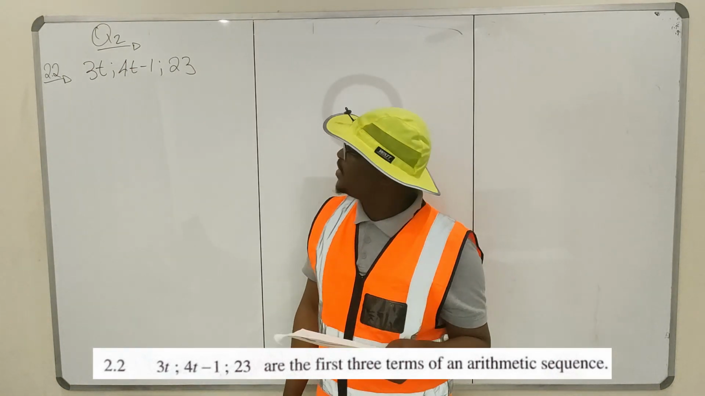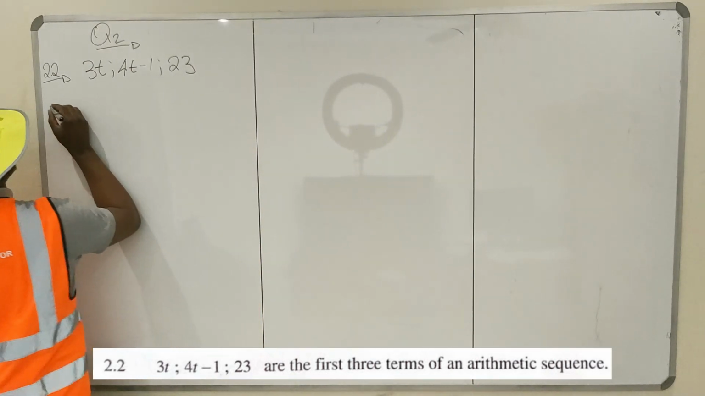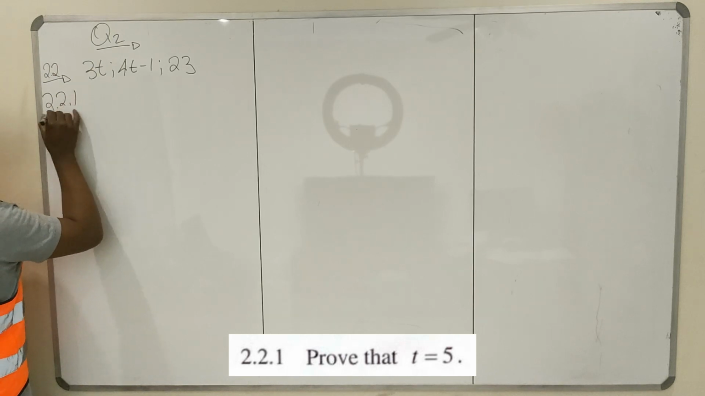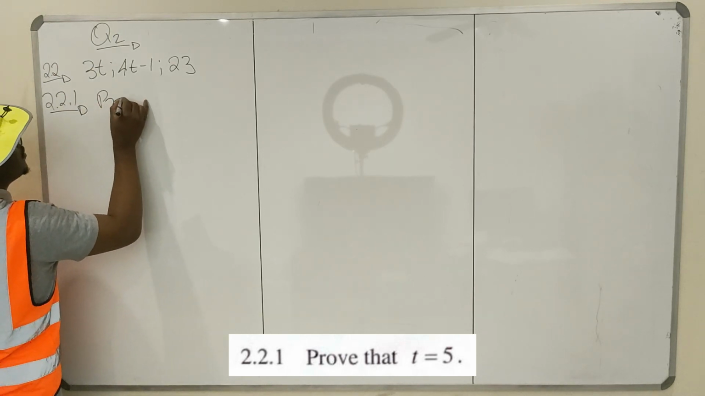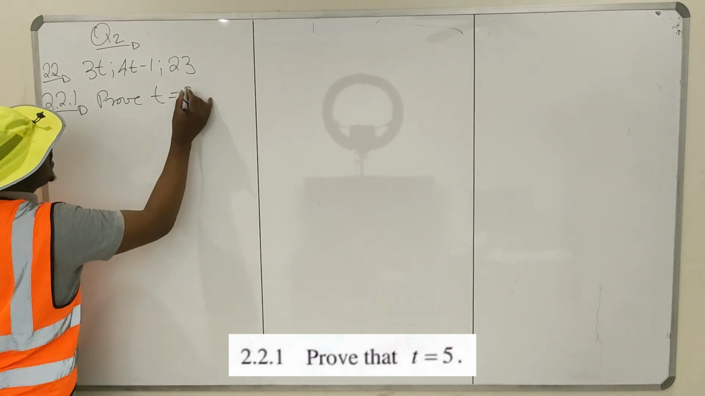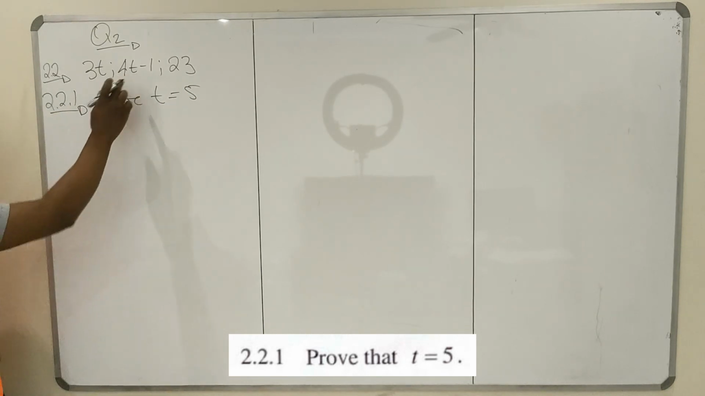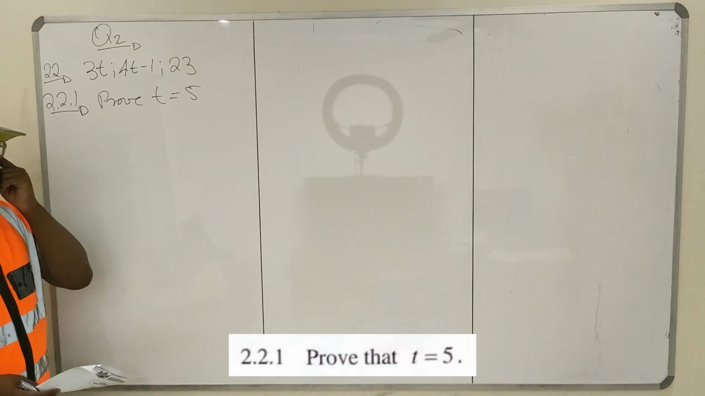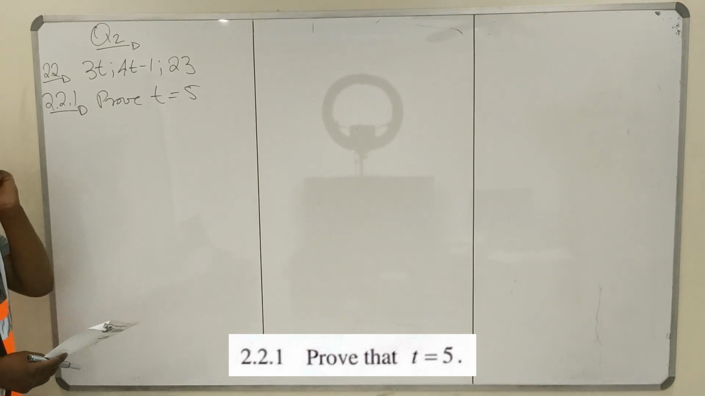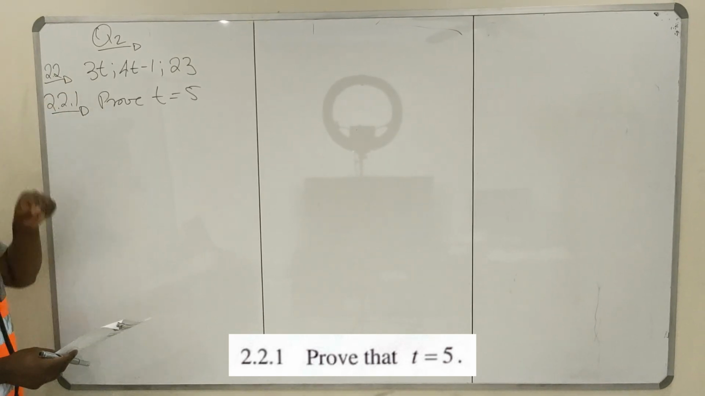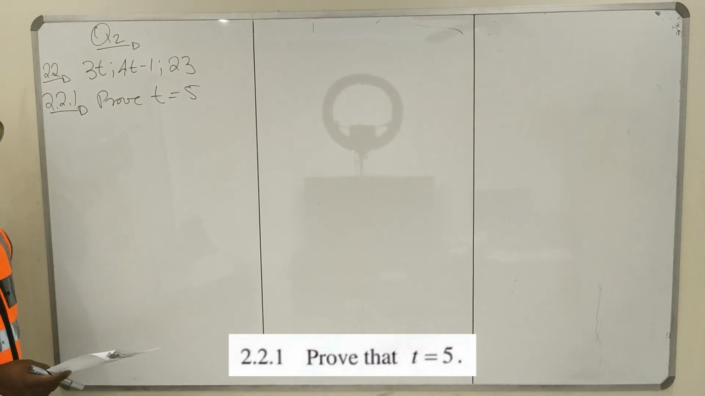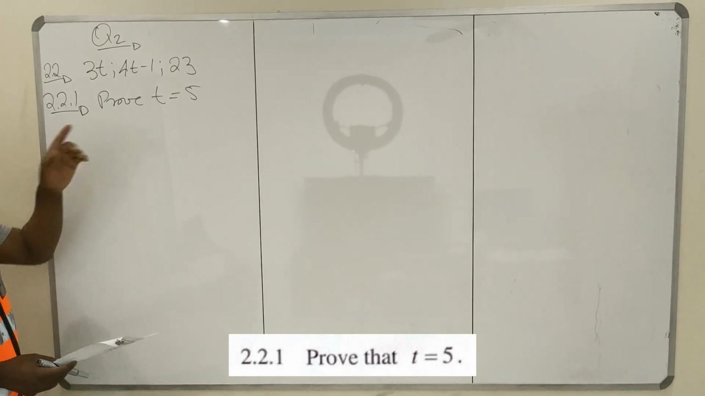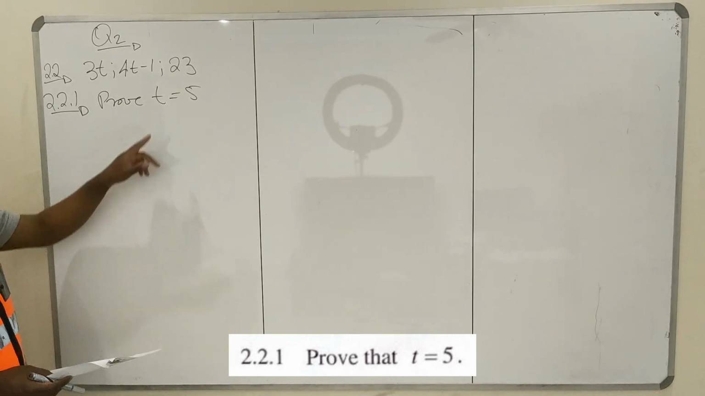So they're saying prove that. So 2.2.1, prove t is equal to 5. So they're saying prove that the value of t is equal to 5. So how do you go about this? You are told that this sequence here is an arithmetic sequence, right? And they wanted to prove that the value of t is 5.